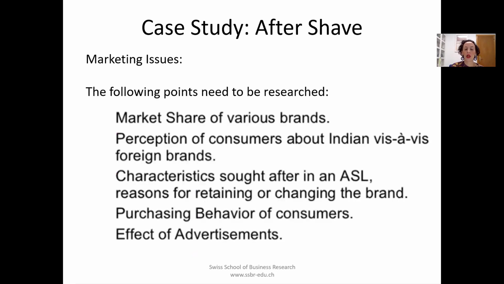So what are the marketing issues? What points need to be addressed when we do this market research? First of all, we need to have the market share of various brands. We want to know the perception of consumers about Indian versus foreign brands, because this is a case study of aftershave lotions in India. We want to know the characteristics that an Indian man looks for when buying an aftershave lotion, and why he doesn't change from one brand to another, or why he does. What is the purchasing behavior of this consumer, and how much of an impact does advertising have on this consumer?